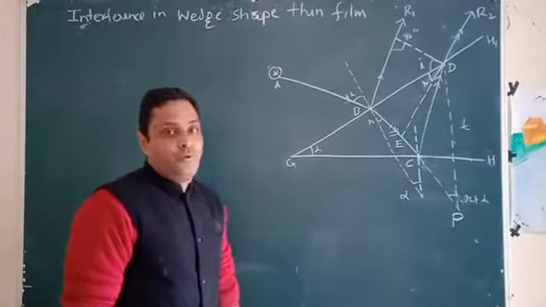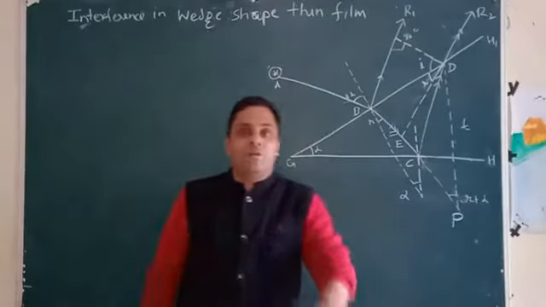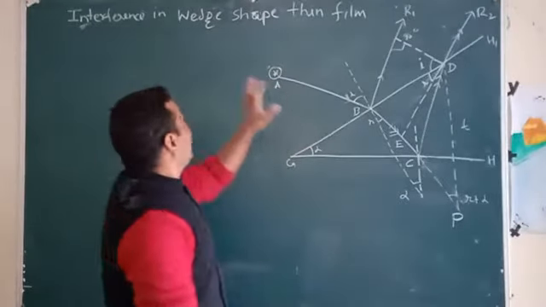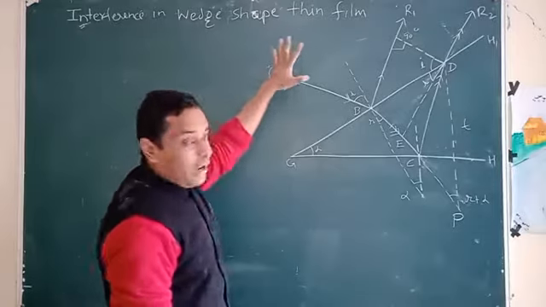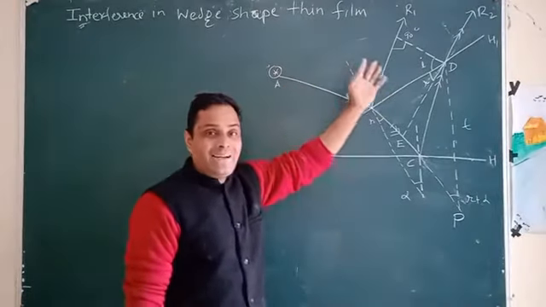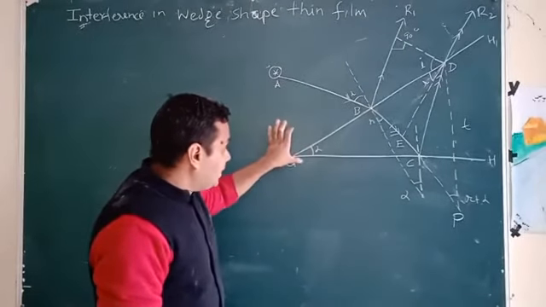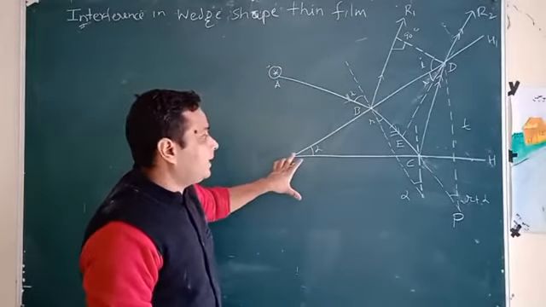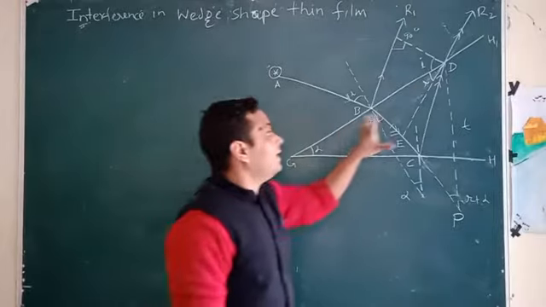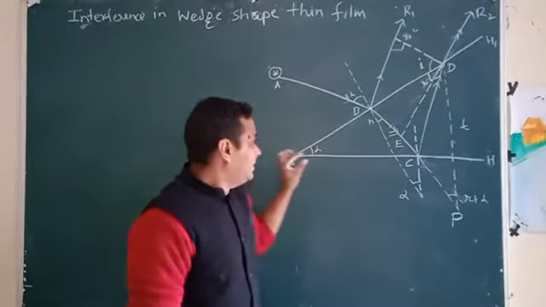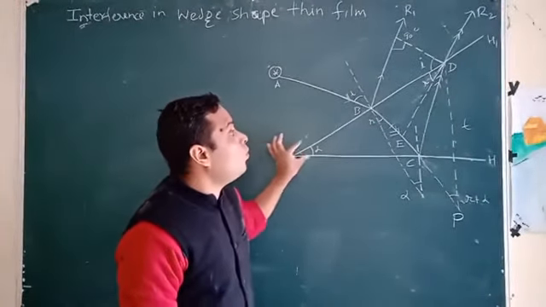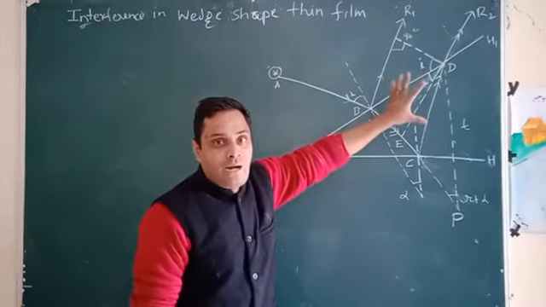In the last few lectures we have discussed interference in thin film in the reflected and transmitted cases. In this lecture we have taken a thin film of varying thickness, that is the interface of two uneven phases. Understand?